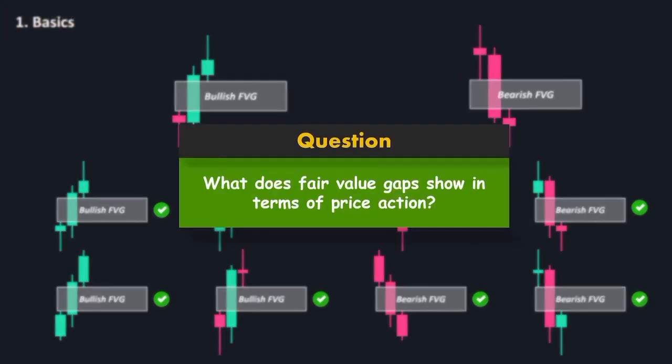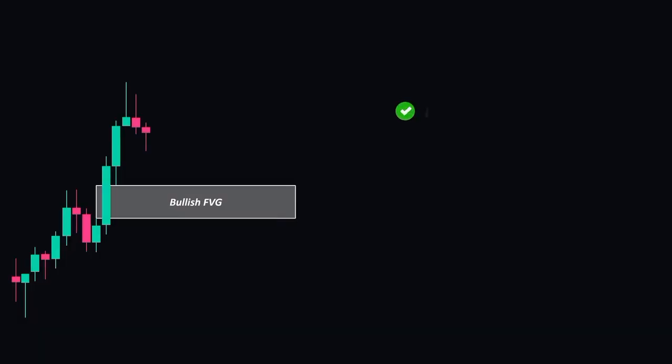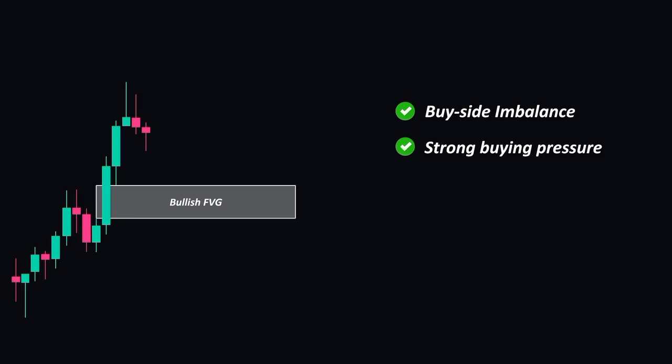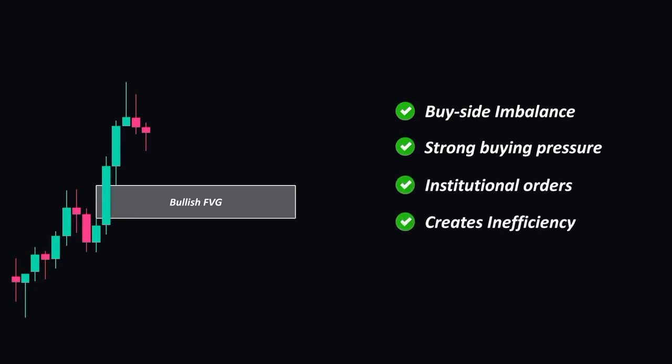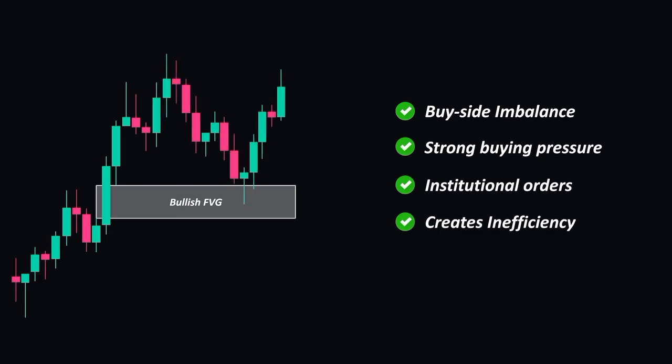But what do fair value gaps show in terms of price action? A bullish FVG shows a buy-side imbalance, meaning buyers were stronger than sellers, often because of big institutional orders. This creates an inefficient move in the market, and the price will usually return to the fair value gap area to fill or mitigate it. The same concept applies to the bearish scenario.